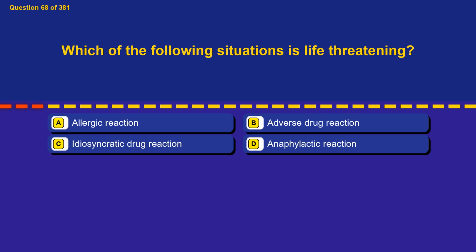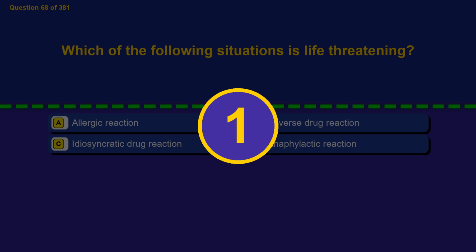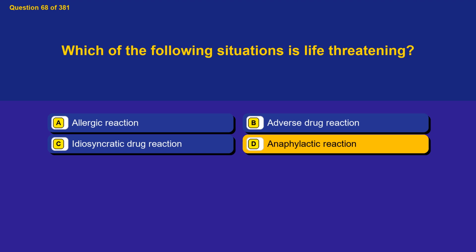Question 68. Which of the following situations is life-threatening? Option A, allergic reaction. Option B, adverse drug reaction. Option C, idiosyncratic drug reaction. Option D, anaphylactic reaction. The correct answer is option D, anaphylactic reaction.